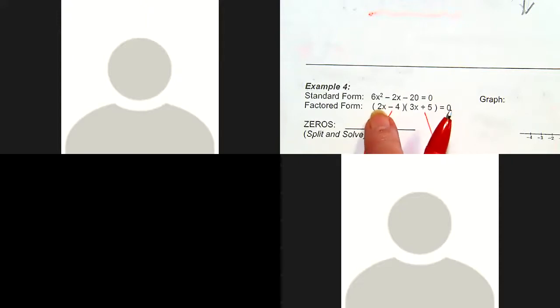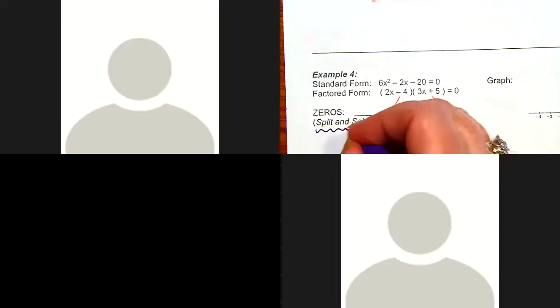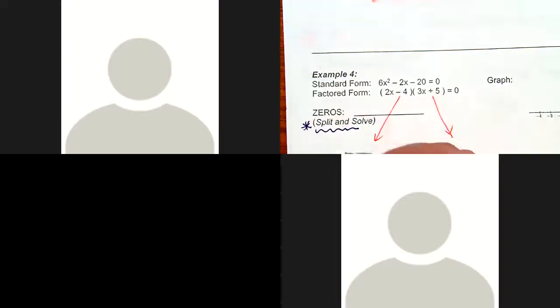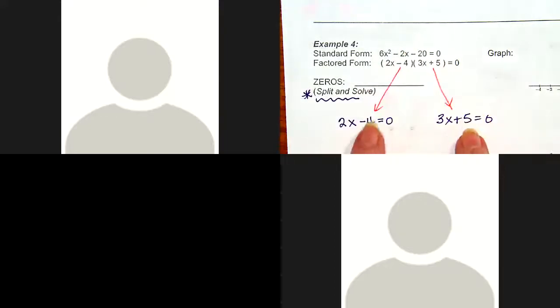So because there's a number, a coefficient next to the x, this is when you have to use the split and solve. I'm going to take these parts. I'm going to take the first one, 2x minus 4, and 3x plus 5, and I'm going to split them into 2 parts that are equal to 0. And now I'm going to solve.